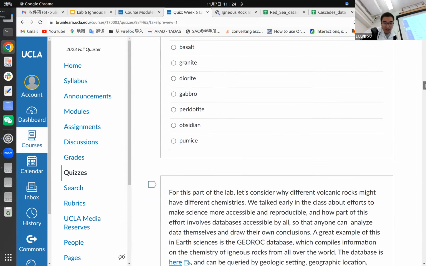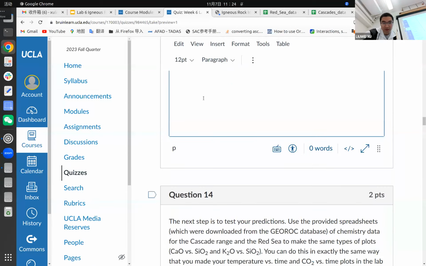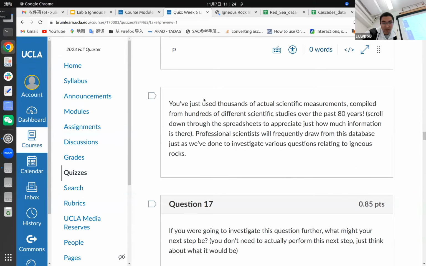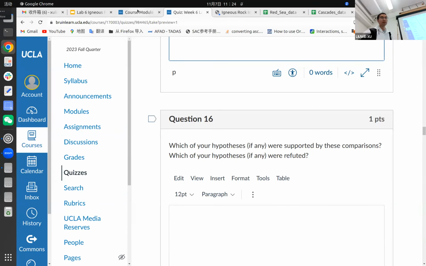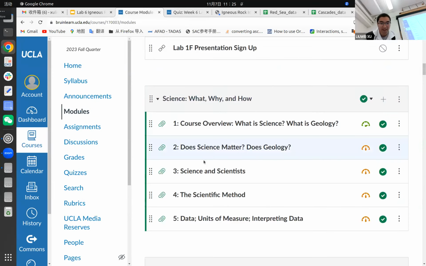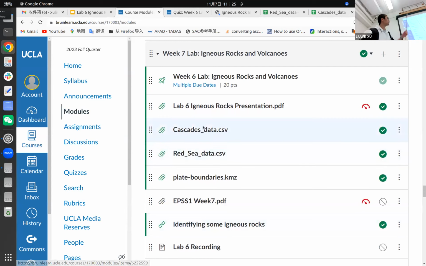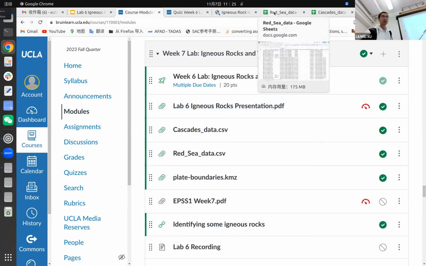For questions 10 to 16, you need to make a scatter plot using Google Sheets or any local spreadsheet software. So the data is here: the cascade data.csv and the resi data.csv. Here I have uploaded them to my Google Drive.